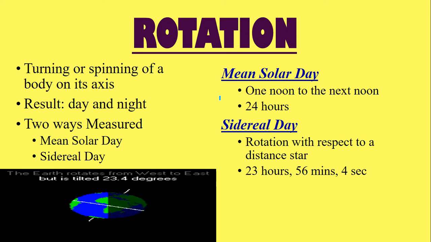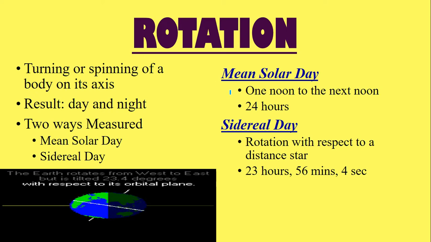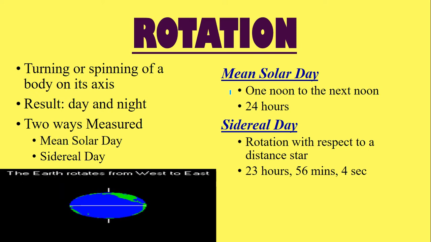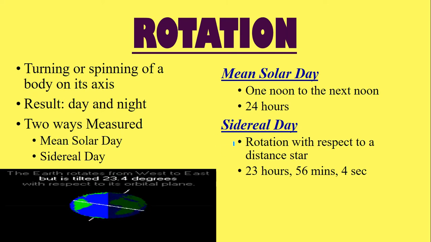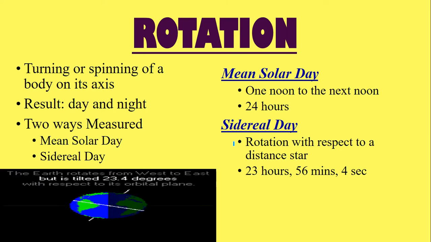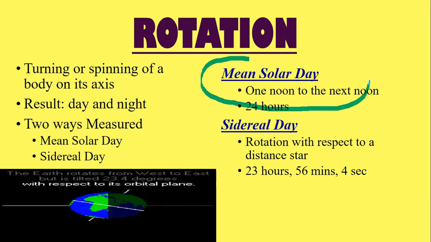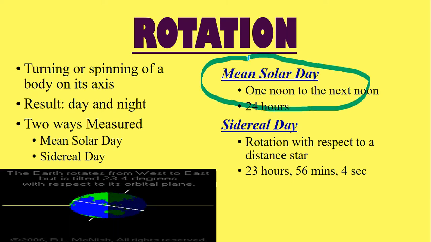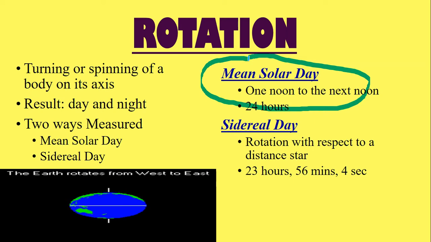So the mean solar day is from one noon to the next noon. So that's 24 hours. That's where we get those 24 hours in a day. The sidereal day is the rotation with respect to a distant star. So if we look at a different star and we look at the rotation of Earth, it'd be 23 hours, 46 minutes, and 4 seconds. Really, we're just going to do mean solar day. It's so much easier than trying to calculate everything. But that's where there is a difference when you look at where you're at.